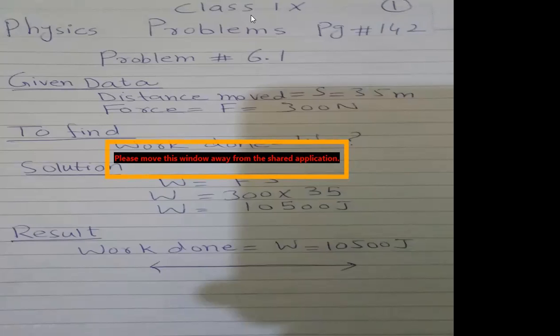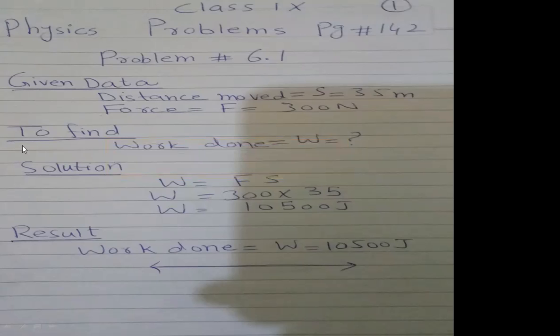So I write the given data first. Distance moved S is given to me, 35 meters. Force is also given to me, 300 Newton. In this numerical, I need to find out work done, and work done is denoted with the letter W.